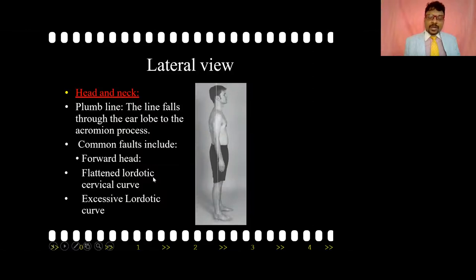And also a flattened lordotic cervical curve. Normally the cervical spine has a curvature here. But in case of degenerative changes, this curve may be lost. You can see here, this is the lordotic curve. If it is straight, the line is going to be straight, moving to the backside. And also an excessive lordotic curve. With excessive lordosis in the lumbar region, what happens? This line is going to move to the posterior side. Those are the things we are going to observe during the lateral examination. It's the lateral plumb line test.